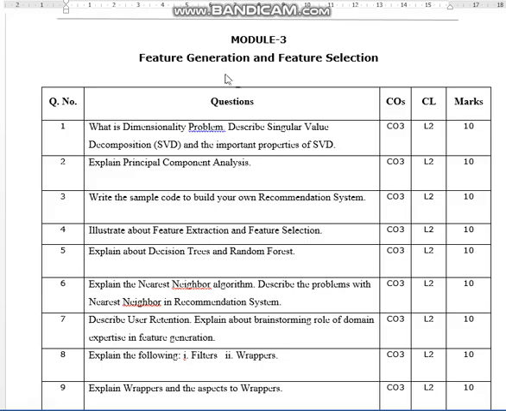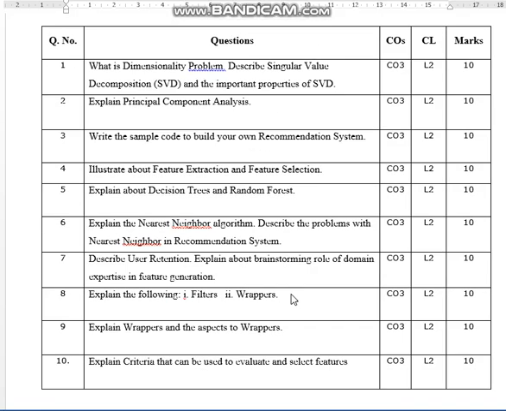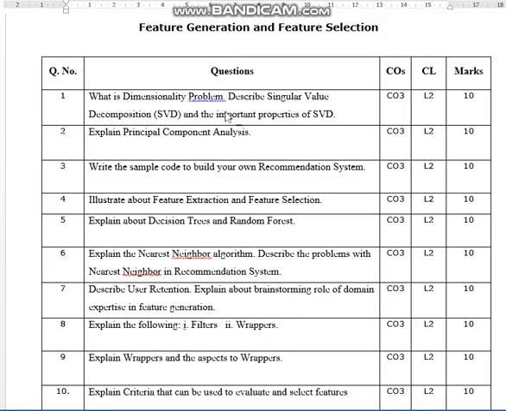Then module 3, feature generation and feature selection. Again, it's a very important topic and it's a very interesting module. What is dimensionality problem? Describe singular value decomposition, SVD and the important properties of SVD. Explain principal component analysis. It's an important question.